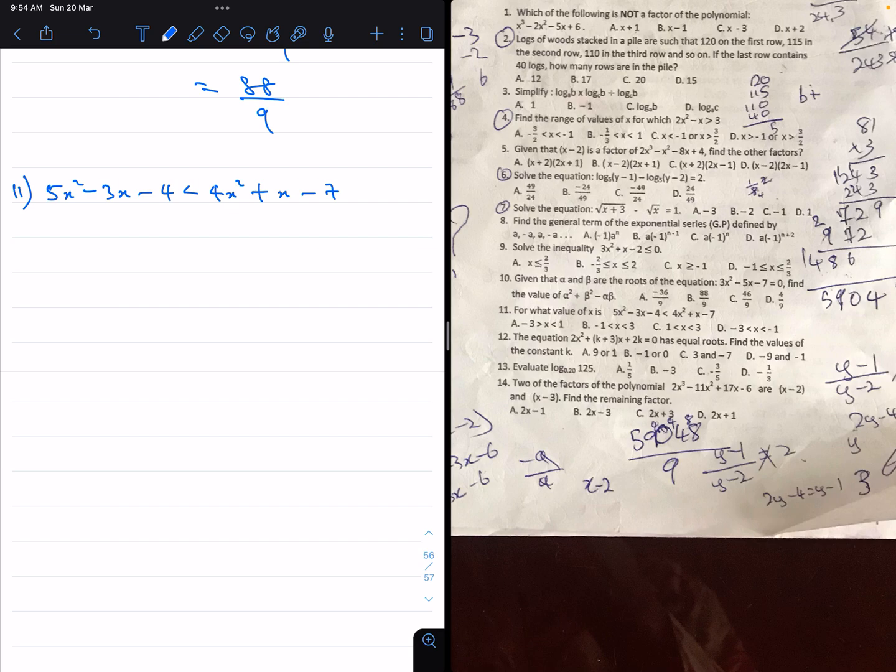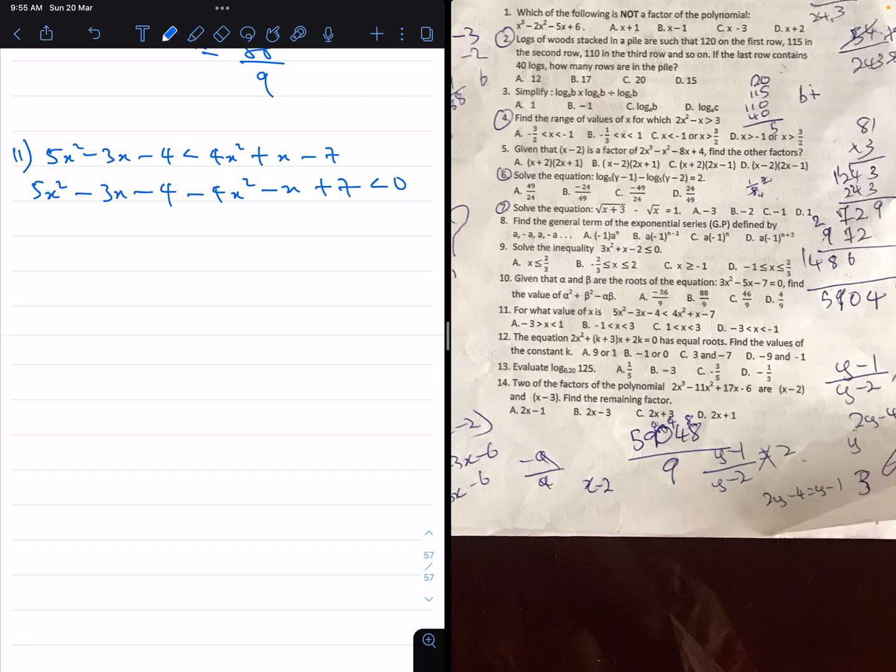We can bring all of the terms on the right hand side to the left hand side. Because you now equate it to 0. Beautiful. We are not equating, it will just be less than 0. It's an inequality. Now look at that. 5x squared minus 3x minus 4, minus 4x squared minus x. And what does minus 7 become when it comes to the left hand side? Plus 7. And then don't make that mistake of changing it to equality. It's an inequality. Writing is equal to instead of less than 0.